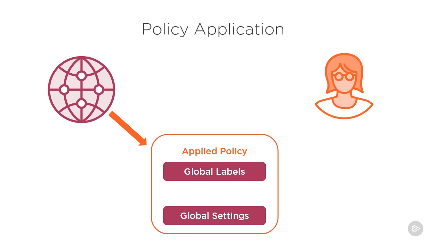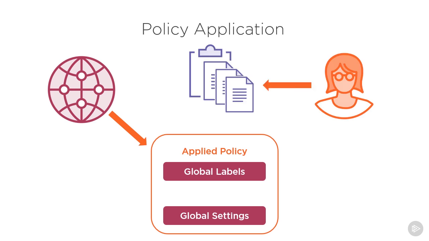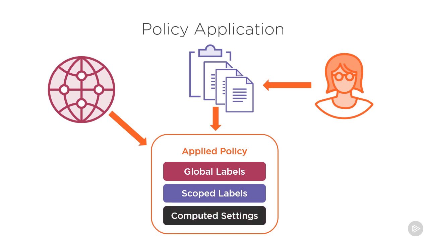Now, as a user, you may have one or more policies that are applied to you. Those policies are referred to as scoped policies because they are scoped to a set of groups or a set of users. Now, the labels that are in those scoped policies are going to be part of the effective policy that's applied to the user. Those policies also have settings in them, and those settings actually override the global policy settings and can override each other, and that's where things can get a little bit confusing.